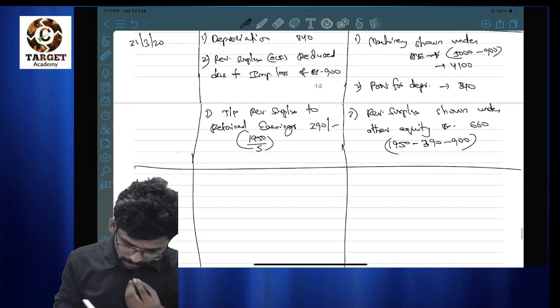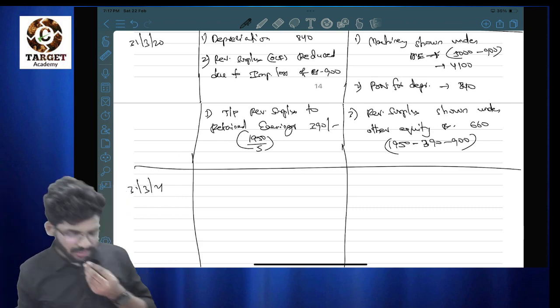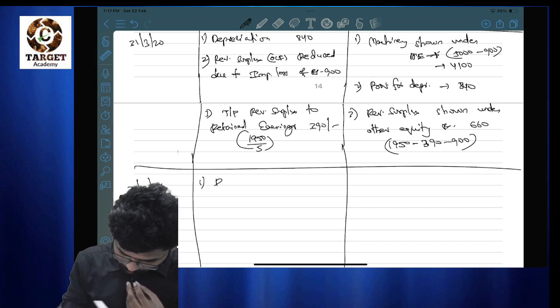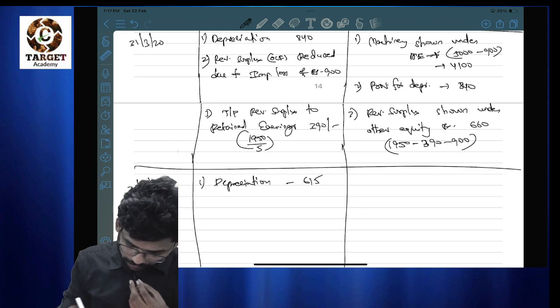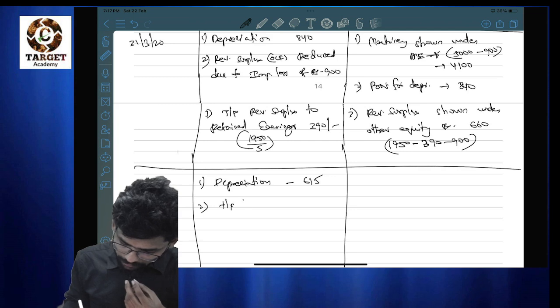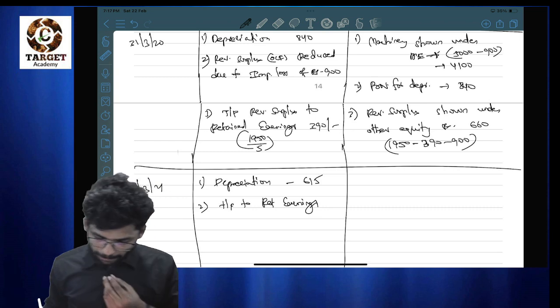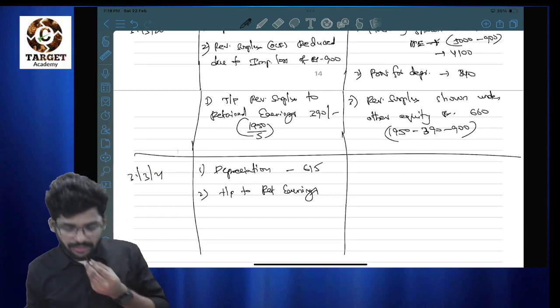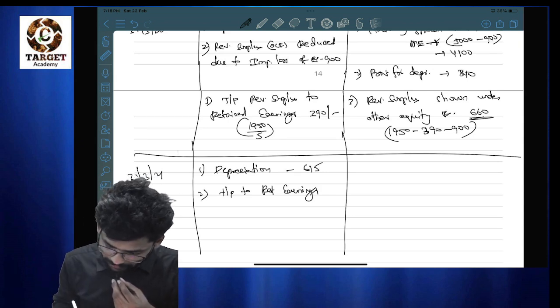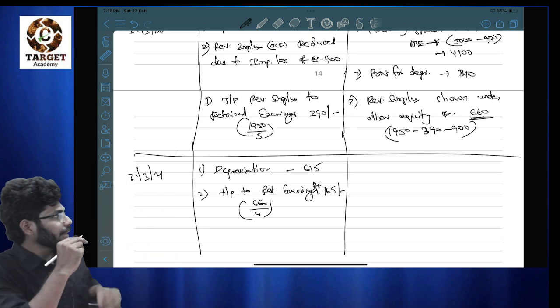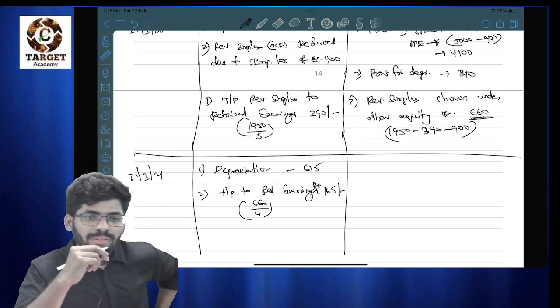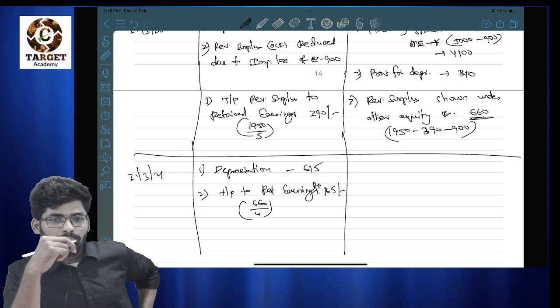31st March. Tell me the depreciation. How much? Depreciation 615. Next, transfer to retained earnings. How much? Balance amount is how much? 660, right? 660 divided by 4. How much? Transfer to retained earnings of rupees 165 from revaluation surplus.